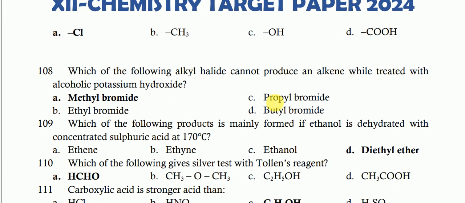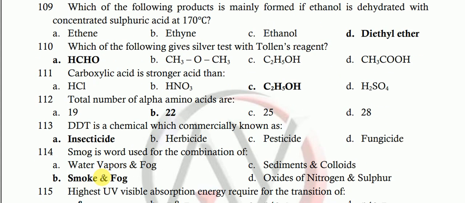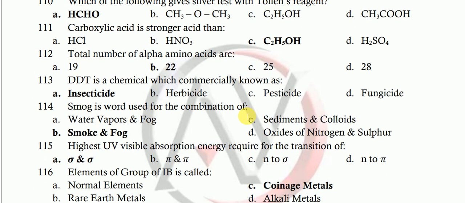Then, which of the following gives silver test with Tollens reagent? So it gives HCHO. Carboxylic acid is a stronger acid than ethanol, C2H5OH. Total number of alpha amino acids are 22. DDT is a chemical commercially known as insecticide, which is used to kill the insects.